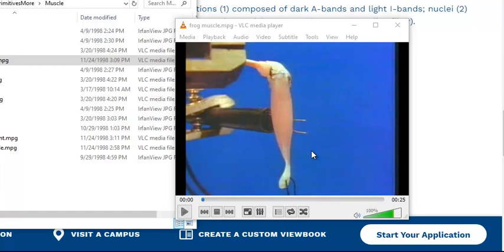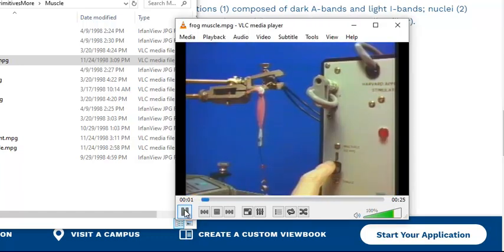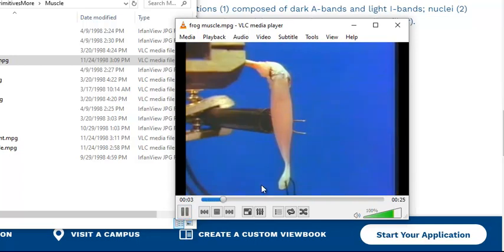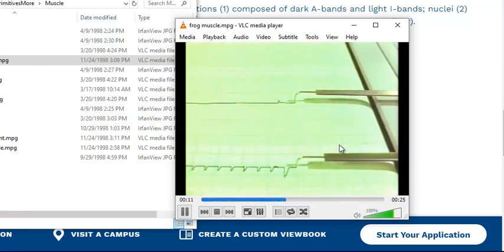So one of the things you were supposed to do was watch a couple of videos and answer some questions, and you've already had a quiz over that. So here is a muscle twitch. There are the guys pushing down and giving an electric jolt, and as the electricity goes through, you see the muscle contract. So those are called muscle twitches. That's a muscle twitch.